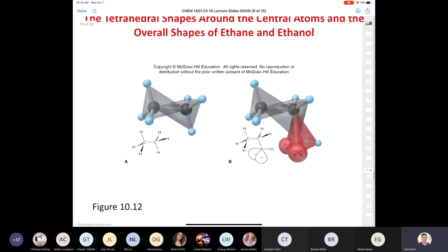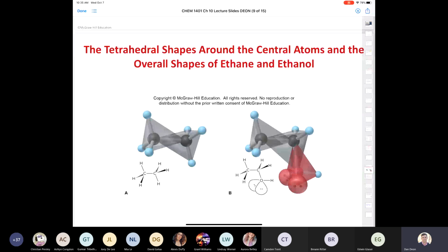And that's the solution worked out. And I want to take a look at tetrahedral shapes around central atoms in the overall shapes of ethane and ethanol. This is ethane on the left here, and this is ethanol, like that. And I want to make a model of ethane for you and show you something.